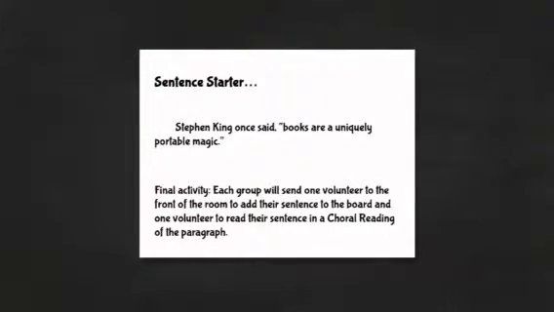The sentence starter was actually a quote by Stephen King. And so I would write this up on the wall. We have whiteboards. And I would write the sentence starter up on the wall. And then they're each going to have an amount of time to draft their sentence. And then for the final activity, we will send a volunteer up from each group, and we're going to read the paragraph aloud in a choral reading.